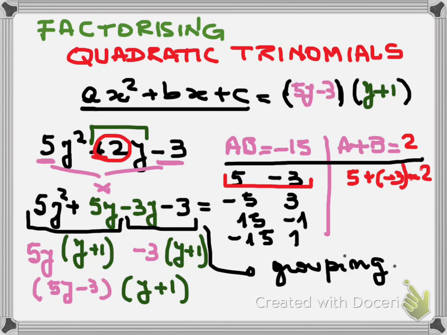So remember, first, you need to find two numbers whose multiplication gives you the same result as multiplying the principal coefficient and the independent one, 5 and negative 3, A and C in the general form. And their addition must be the value of the coefficient of the variable raised to the first power.